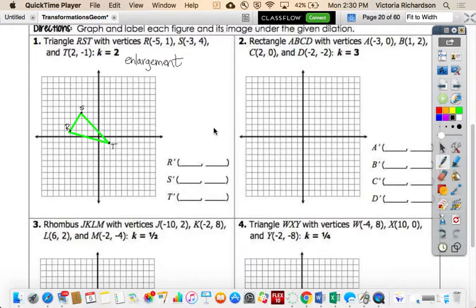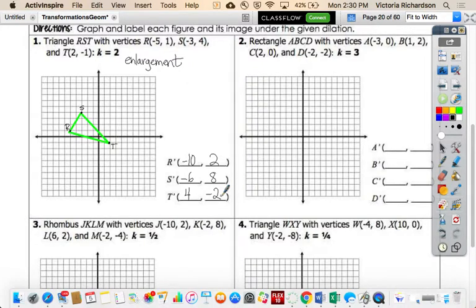So my first ordered pair is R, which is negative 5, 1, and if I multiply negative 5 by 2, I get negative 10. If I multiply 1 by 2, I get 2. So my first new ordered pair is negative 10, 2. Then I also do the same thing for S, which gives me negative 6, positive 8, and T, which gives me 4, negative 2. And all I did was multiply every single number by 2.